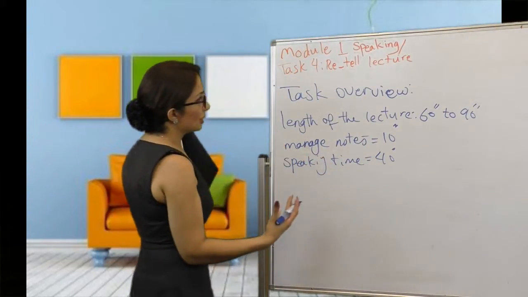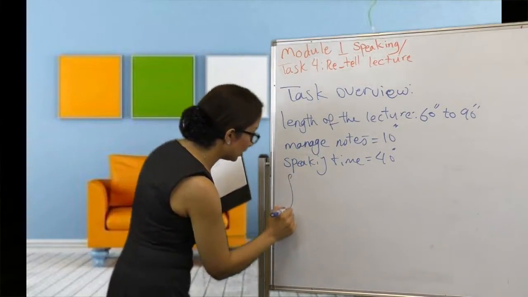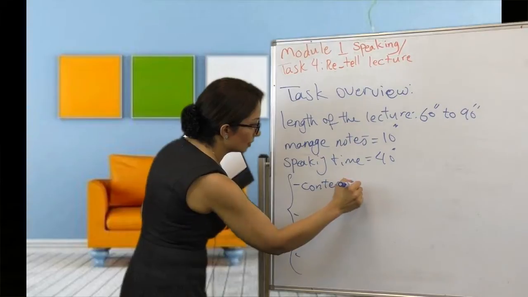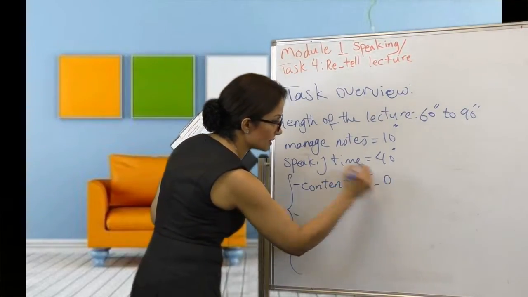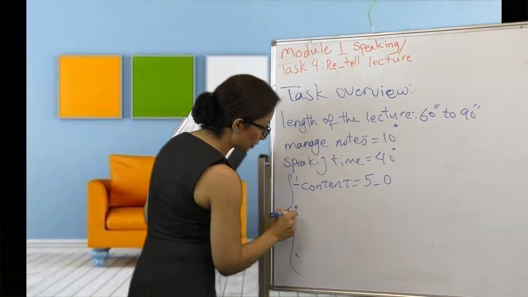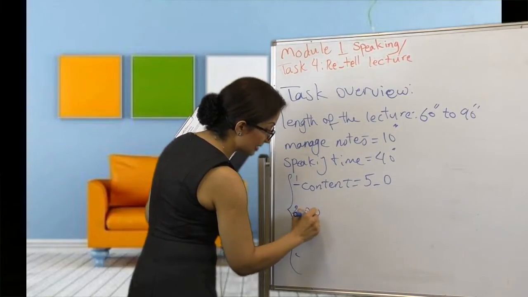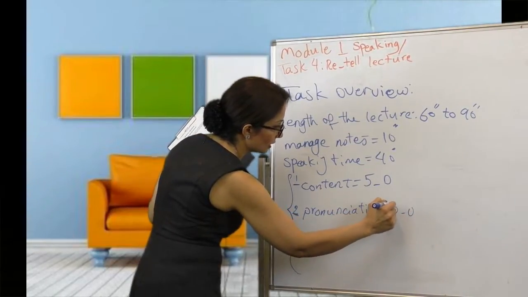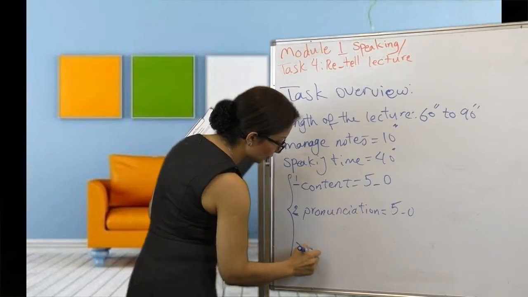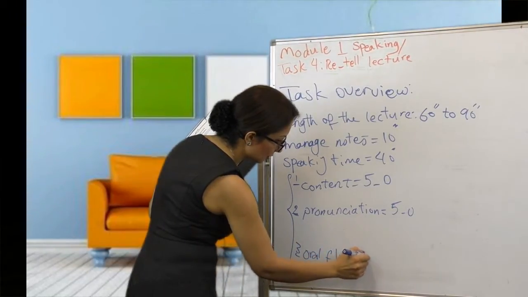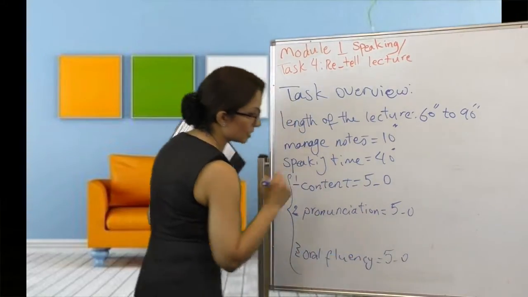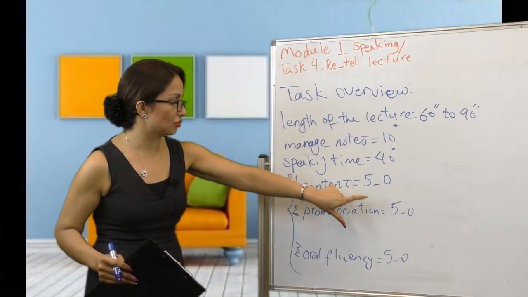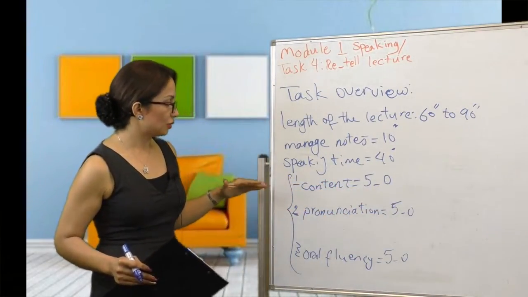The way that your speaking is marked and assessed is in 3 areas. The first area is content of your presentation, which is anything from 5 to 0. The second area of marking for Retell Lecture is pronunciation, which is again from 5 to 0. And the third one is your oral fluency, which is again from 5 to 0. So you can see that for these 3 areas of marking, the maximum score you may get is 5.